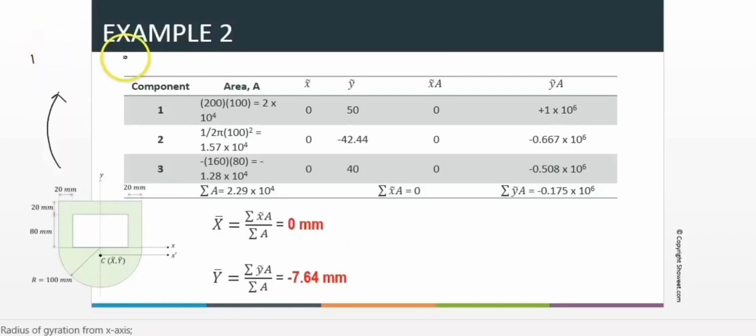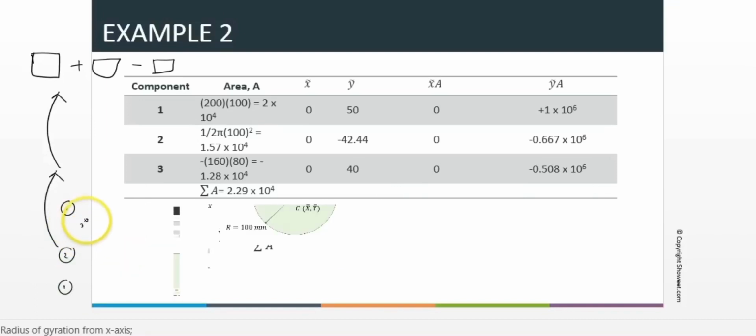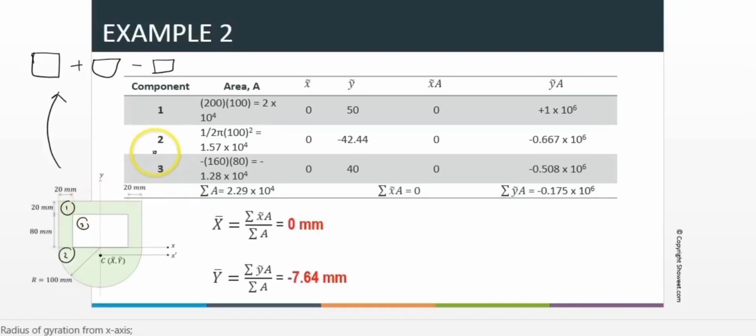We will have 3 composite shapes: one big rectangle, plus the semicircle, and lastly we minus the small rectangle. The easiest way is to number every shape. Let's say you number it 1, 2, 3 or A, B, C, depending on your preference, so it is easy to mark which shape you are going to solve first.